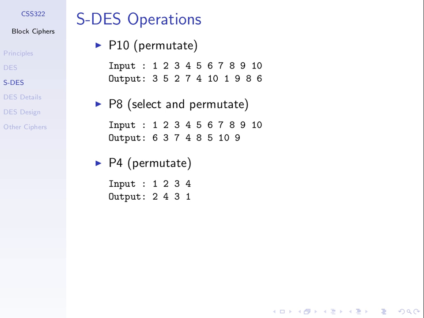6, 3, 7, 4, 8, 5, 8 is 0, 5 is 1, 10 and 9. 10 is 0, 9 is 0. We discarded bits 1 and 2. We didn't use bits 1 and 2 in that operation. The first 2 bits.